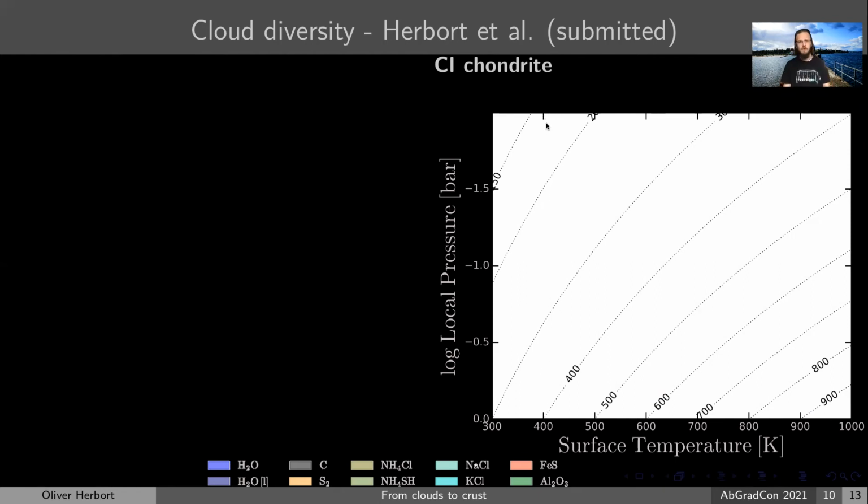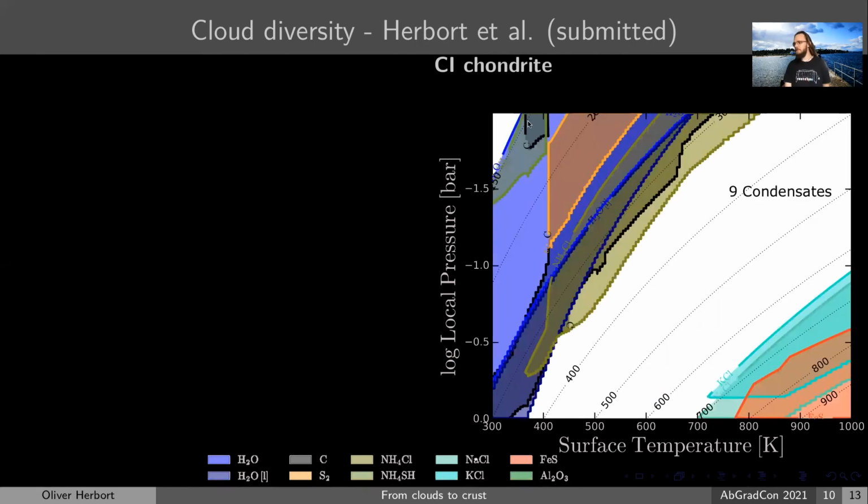If we plot now all of the condensates in here that are thermally stable and relatively abundant, we get this result. And that is actually really interesting because we already see here that we have a discrepancy between high temperature condensates and low temperature condensates. High temperature condensates: sodium chloride, potassium chloride, and iron sulfur. Whereas the low temperature condensates are water, there's carbon, the black lines, and then, as I mentioned earlier, ammonium chloride, potassium chloride, but also sulfur S2, the orange one here, forming some of the condensates.